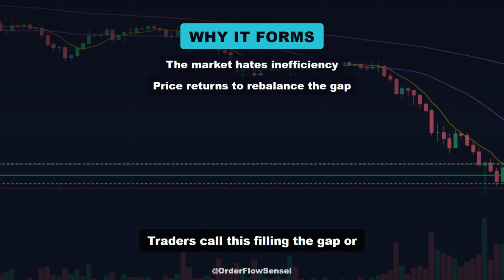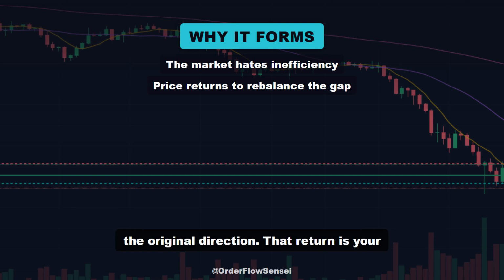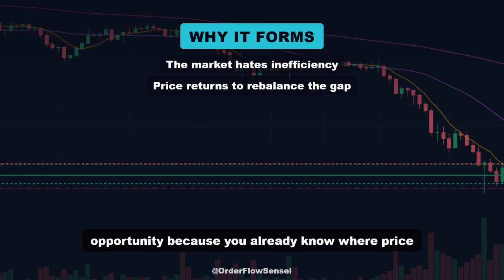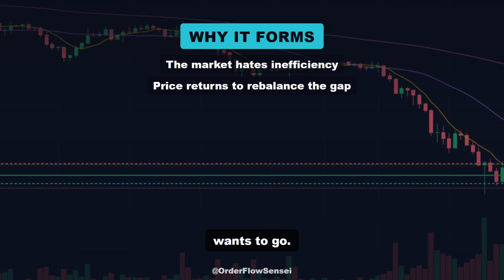Traders call this filling the gap or rebalancing. The chart goes back, fills the imbalance, and then very often carries on in the original direction. That return is your opportunity because you already know where price wants to go.